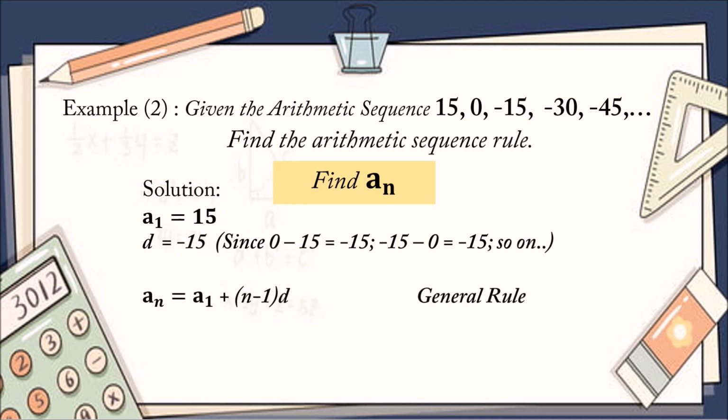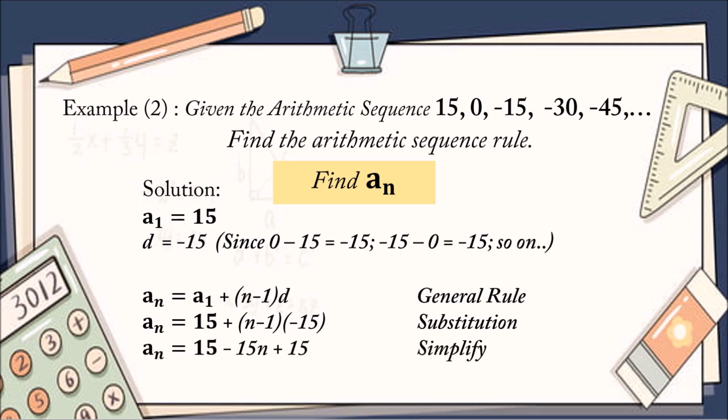So using the general rule, a sub n is equal to a sub 1 plus n minus 1 d. Again, we are going to substitute the value of the given first term a sub 1 and d in the general rule. So we have a sub n is equal to 15 plus n minus 1 times negative 15. If we simplify, we will have a sub n is equal to 15 minus 15n plus 15. So our arithmetic sequence rule will be a sub n is equal to negative 15n plus 30.